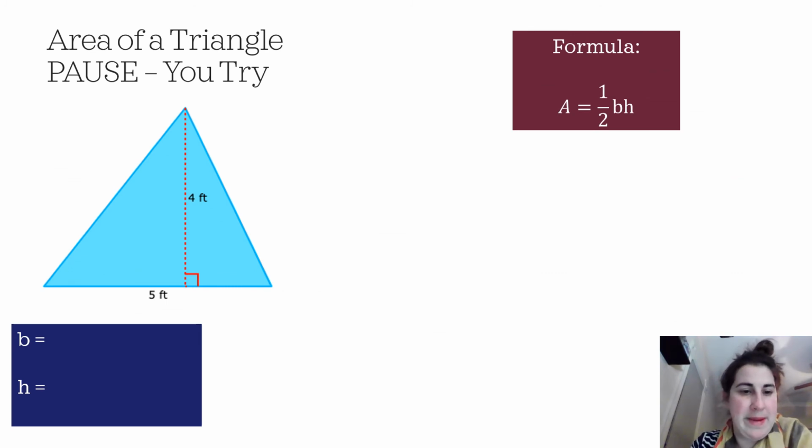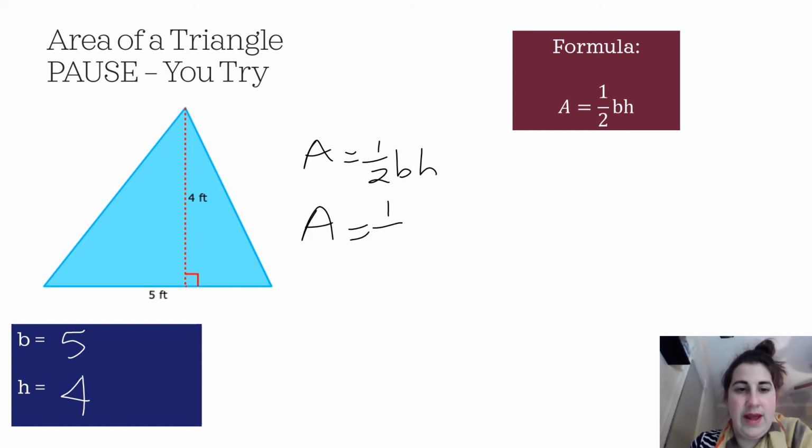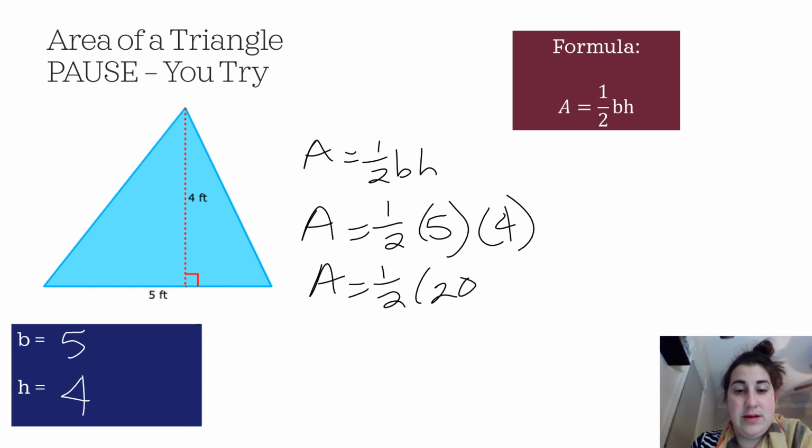So my base was 5 and my height is 4. So if I put this into my formula, I have 1/2 times 5 times 4. So I have 1/2 times 20, which gives me 10 feet squared.